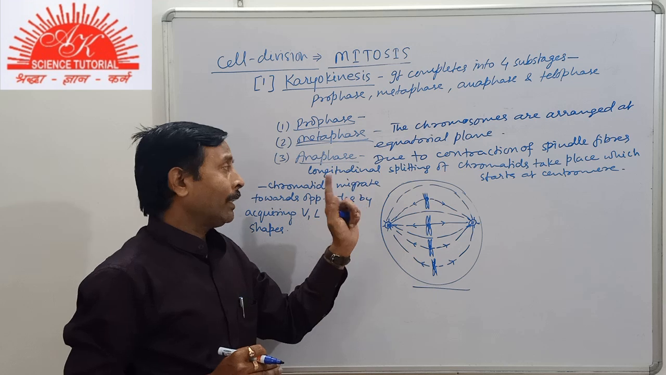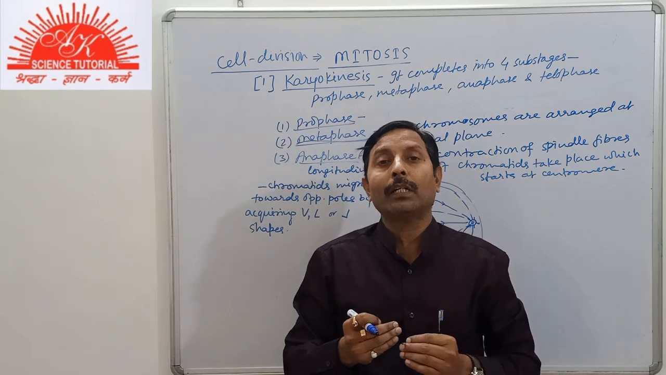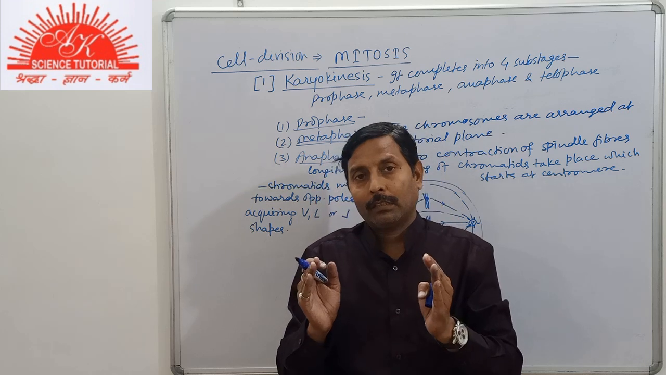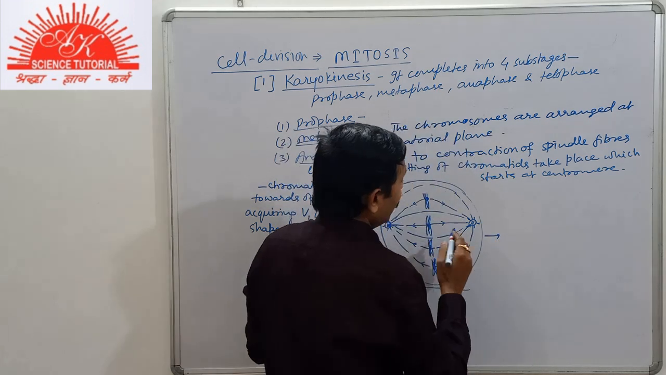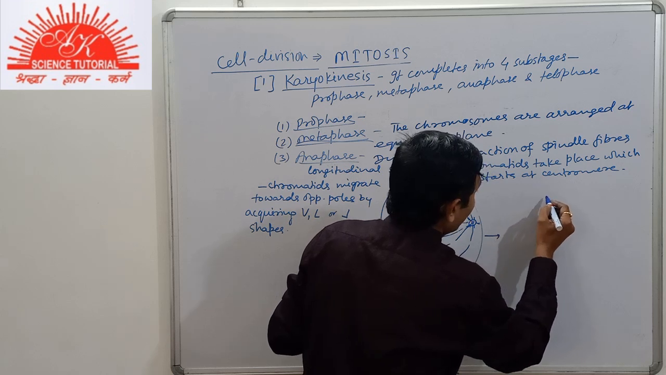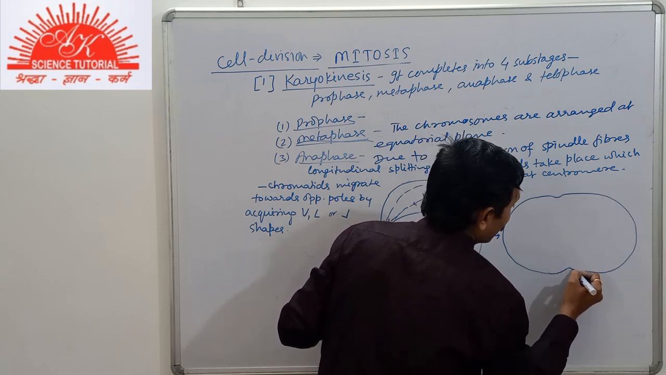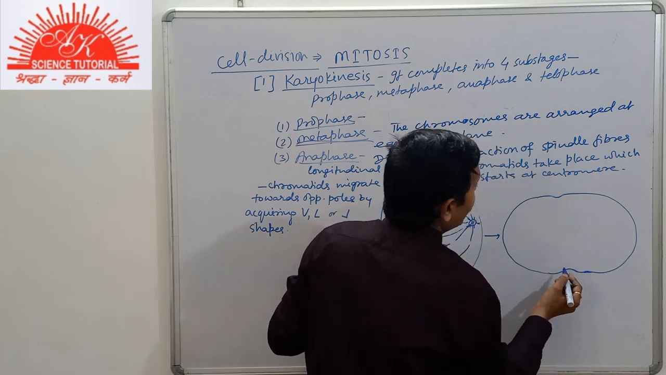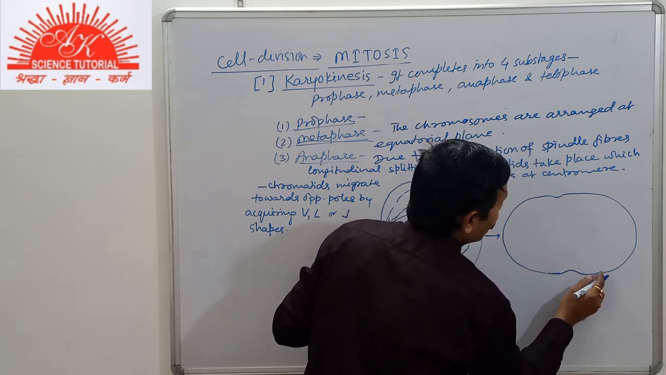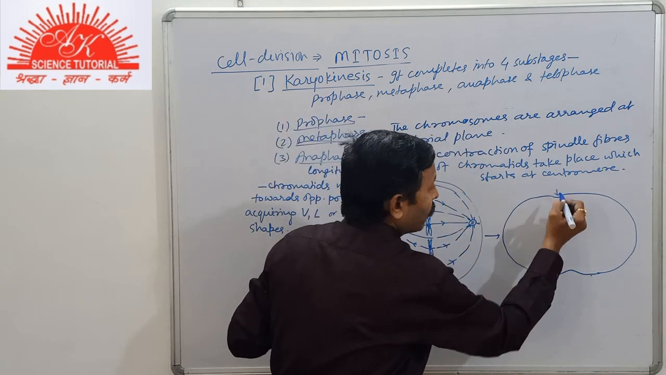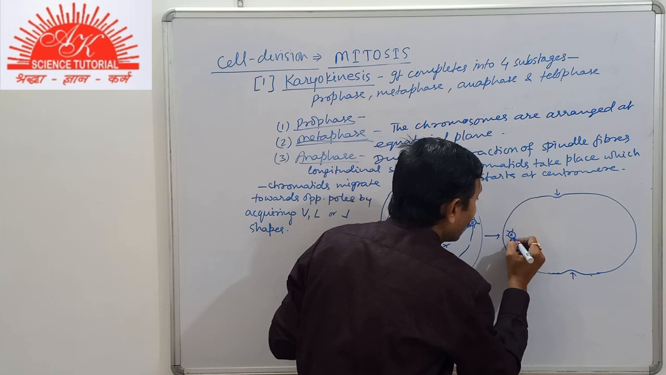Now another thing: at the end of anaphase, sometimes a furrow or constriction starts to develop at the periphery, that is in the cell membrane, which is also the beginning of cytokinesis. In the diagram, suppose we draw it like this, a slight constriction starts to develop here. Sometimes students get confused due to the constriction and think it is telophase. But no, in telophase, two definite nuclei are formed and spindle fibers will not be present. But here, the spindle fibers remain present.